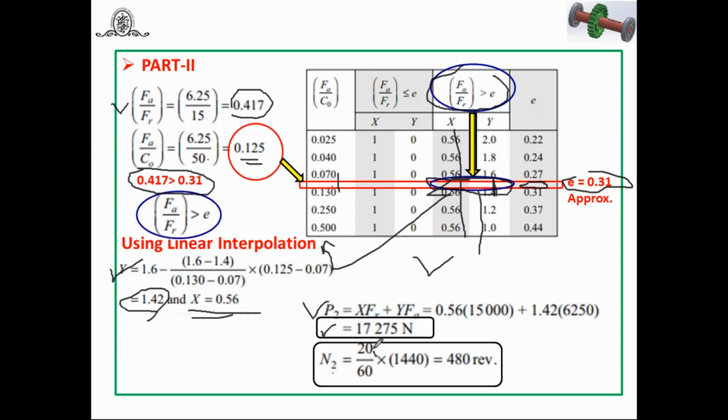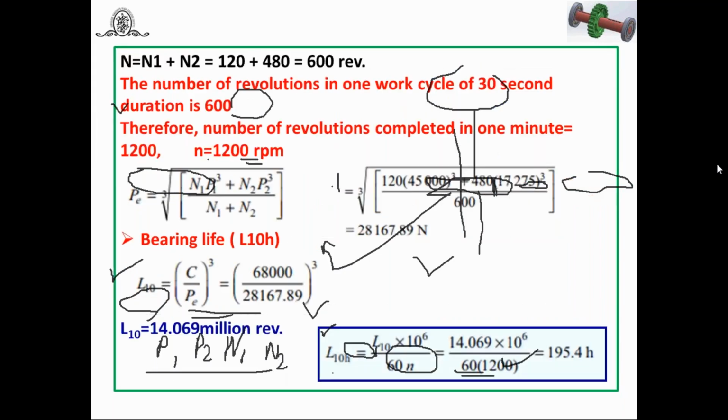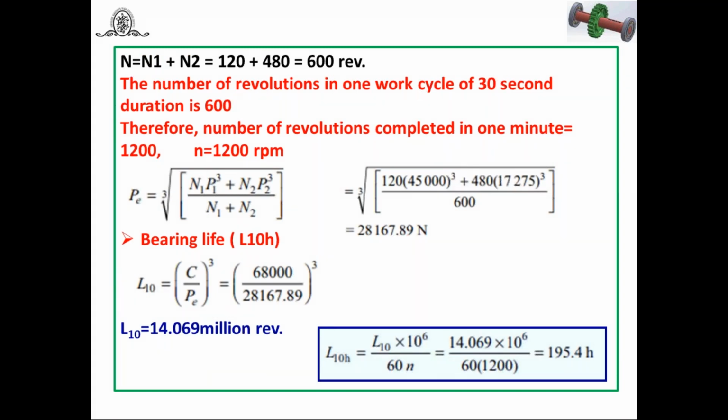And N2, how to find out N2: this is for 20 seconds. During element 2, it rotates at 1440 RPM. Again, RPM by 60, you will get RPS. 20 seconds into RPS, seconds cancel, you will get 480 revolutions, N2. So we have now P1, P2, N1, and N2 revolutions. Now we can easily use the equation. The total N, N1 plus N2, you will get 600 revolutions.